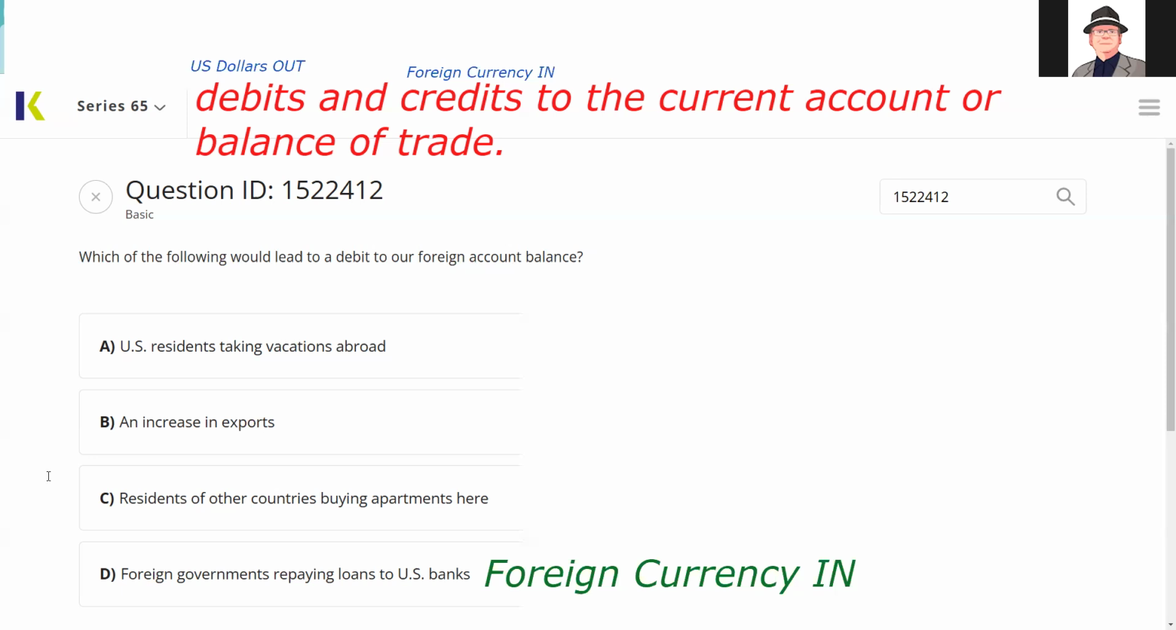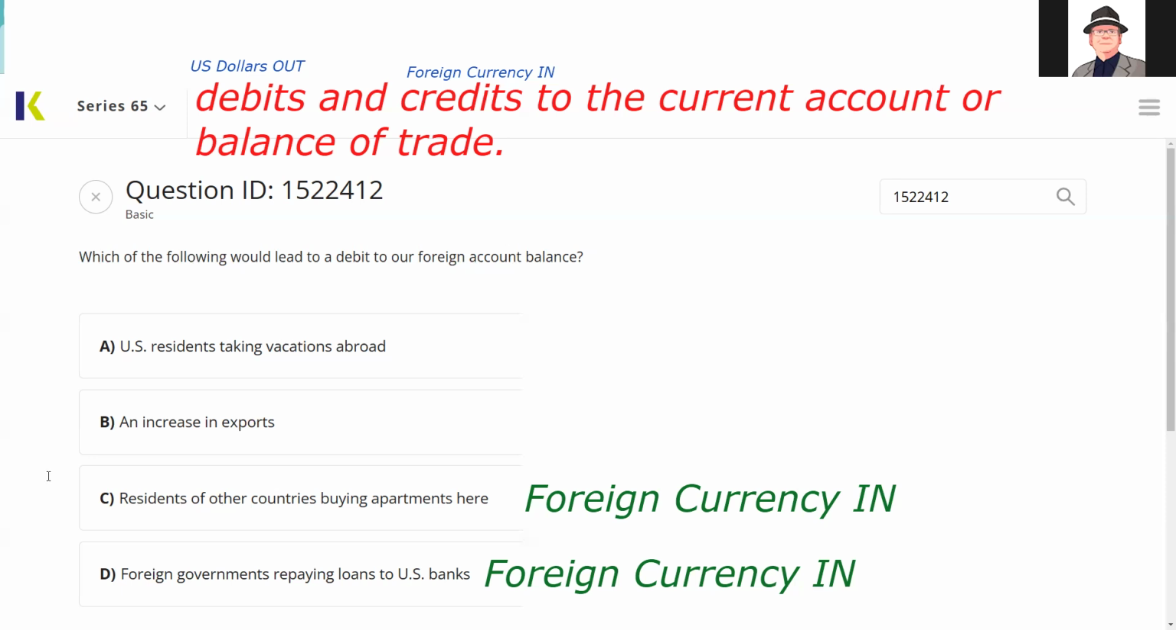Residents of a country buying apartments here. I spent most of my career in San Francisco. We have a huge Asian community, Chinese, Japanese, that will buy homes where there's students that are going to Stanford or Berkeley or wherever it happens to be. And when they turn that Japanese yen or that Chinese yuan into dollars, right? Foreign currency is being turned into dollars and it's coming into the US. So again, that would be foreign currency, yen. So both D and C are a credit to the current account or balance of trade.